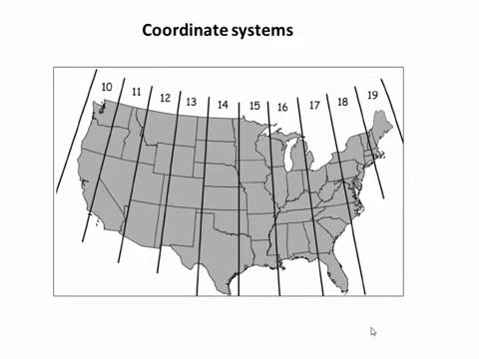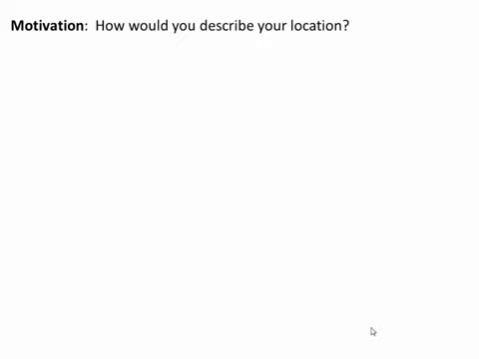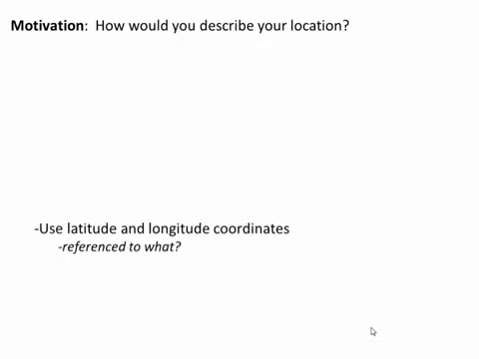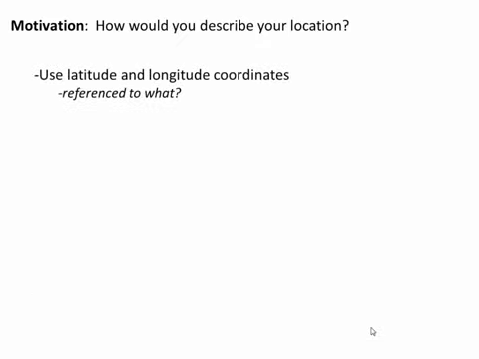So what are coordinate systems and why are they important in GIS? Well, one motivating question is to just ask, how would you describe your location to someone? And of course, we all know we would use latitude and longitude. So 44 degrees north, 72 degrees west, for example. But when we think about coordinate systems, we need to think about what is that latitude and longitude referenced to, and how was that grid established?